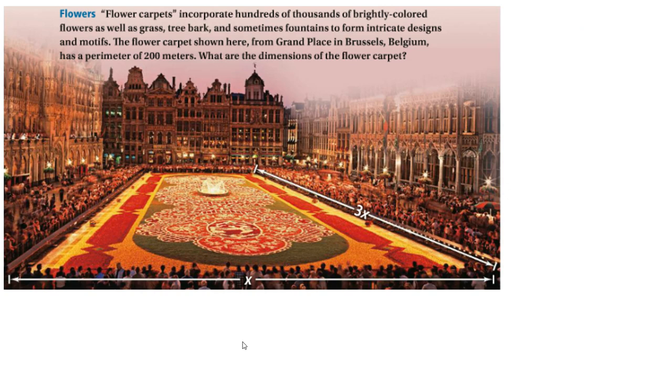We're going to get into some word problems here. With word problems, in all honesty, it's the setup. And this problem comes straight from our textbook. It says flower carpets incorporate hundreds of thousands of brightly colored flowers, as well as grass, tree barks, blah, blah, blah. None of that matters, okay? The flower carpet shown here from Grand Place in Brussels, Belgium, has a perimeter of 200 meters. What are the dimensions of the flower carpet?